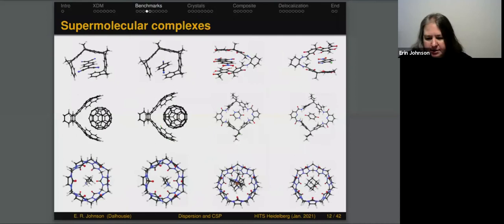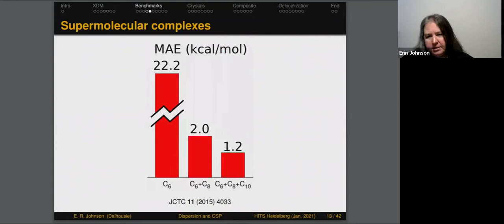As a final dramatic example of the importance of C8, we can consider Stefan Grimme's S12L set. So this is a set of 12 supermolecular complexes, where there's experimental data for equilibrium binding constants, and Stefan's group performed calculations to back correct the experimental data for thermal and solvent effects to come up with a set of reference binding energies.